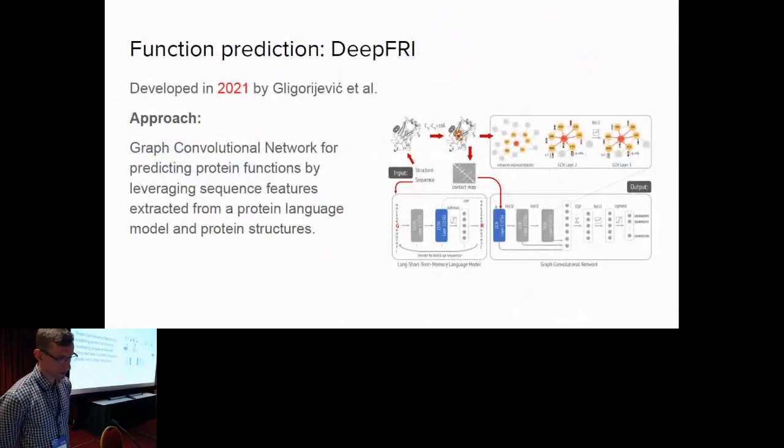For function prediction, we used a tool called DeepFRI that was developed last year by Gligorijević and collaborators, which is a graph convolutional network with a language model. As an input, you provide a sequence or structure. As an output, you have a vector of annotations that are linked to specific GO terms. That topic was covered by Mary yesterday.